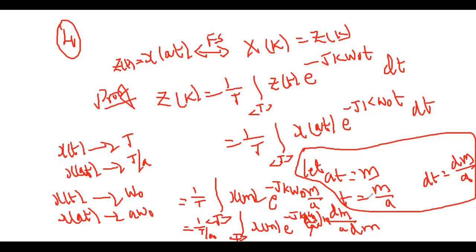See, this function is the same function as x of k, just replacing the variable with m. It becomes x of k. Nothing changes. The time period is T by a, and the frequency is multiplied with a, so a gets cancelled. Again, the same function: k omega naught is there, and only the time period changes to T by a. So z of k is equal to x of k. This is the scaling property. Got it, my respects.